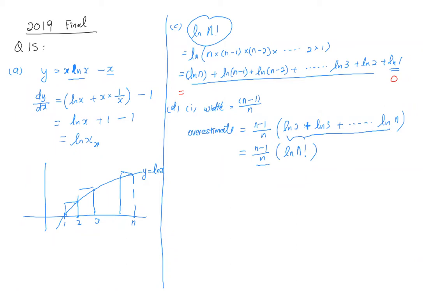So any other thing? I'm overconfident. The width should be the highest minus the lowest divided by the number of rectangles. So it's better for you to put it that way.